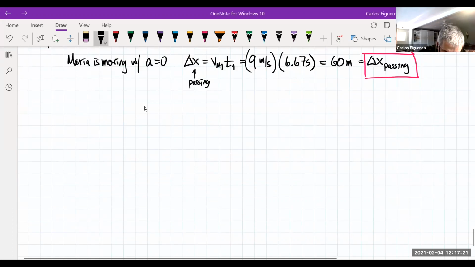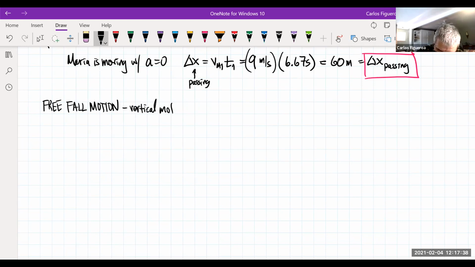About our next topic of kinematics, which is free fall motion. And free fall motion is really about vertical motion. And what I want to do here is really talk about what this word even means, free fall. What we find here is that when we say the word free, we mean no air resistance.